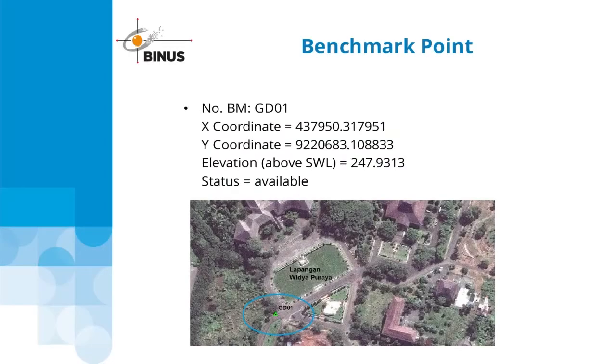A benchmark point is a point that is already registered that has a specific coordinate and also an elevation. For example, this point on the presentation is a benchmark point located in Diponegoro University, registered as point GD01, which has both the coordinate of x and y, and also an elevation, and its status is still available.